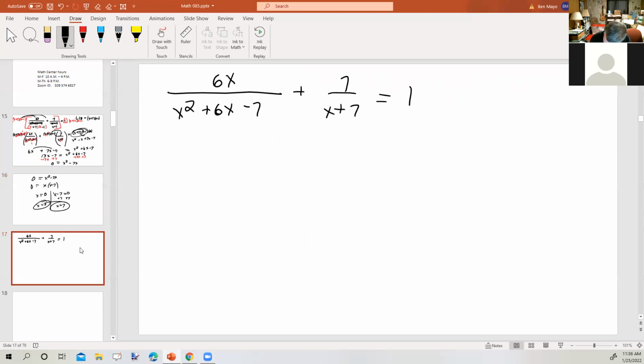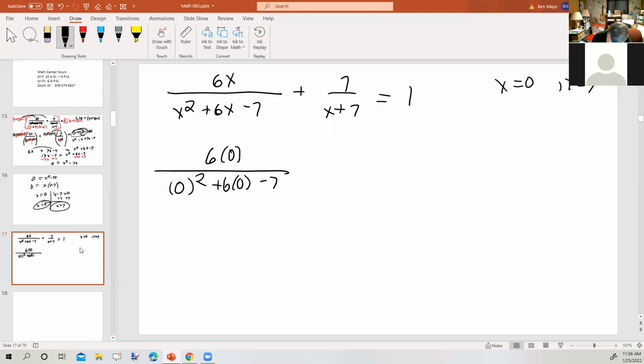And we've got 0 and 7 to check. x is 0, x is 7. Let's put a 0 in every place x appears. 6 times 0 over 0 squared plus 6 times 0 minus 7, plus 7 over 0 plus 7, equals 1.